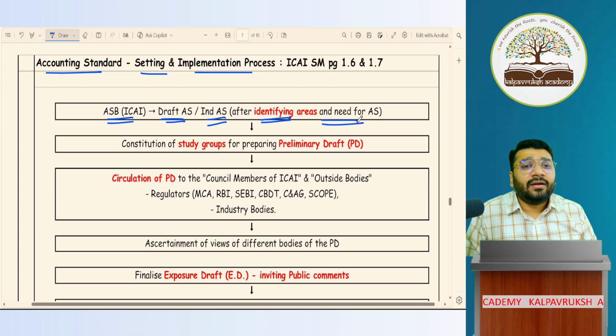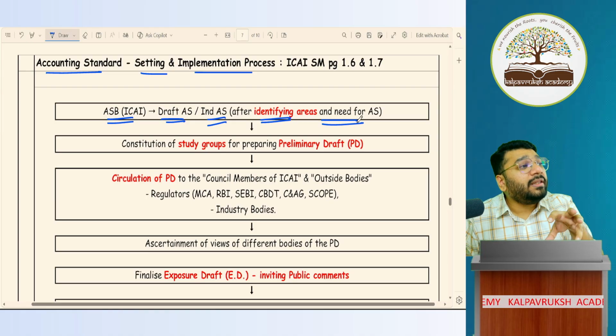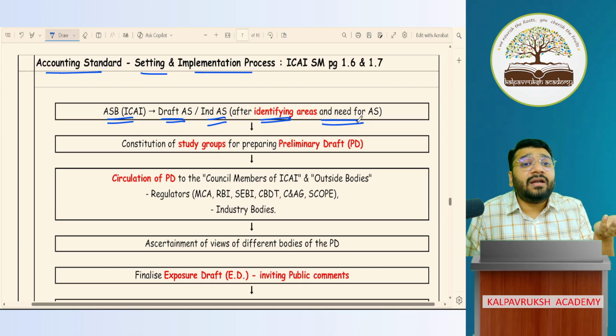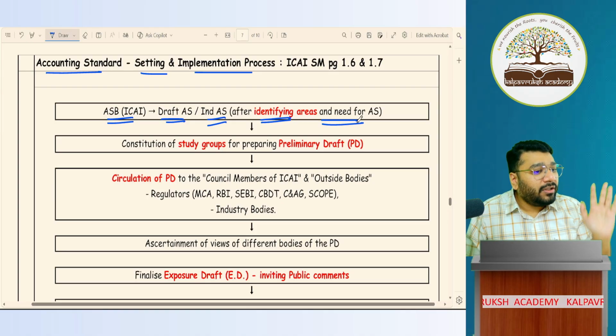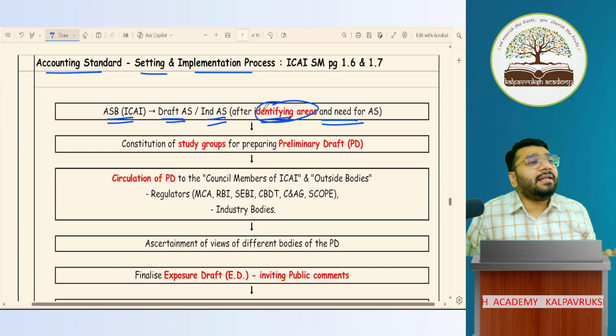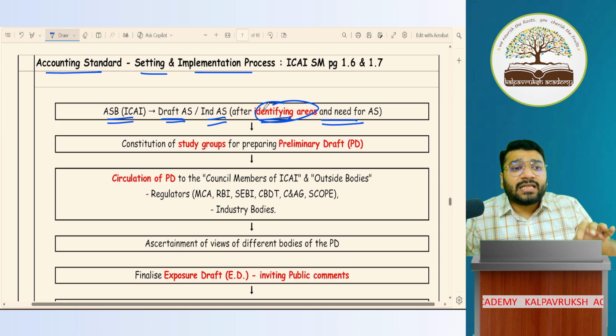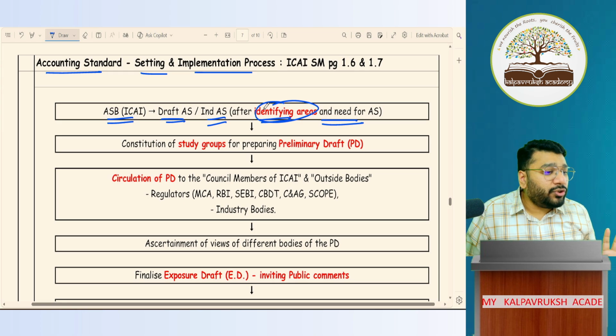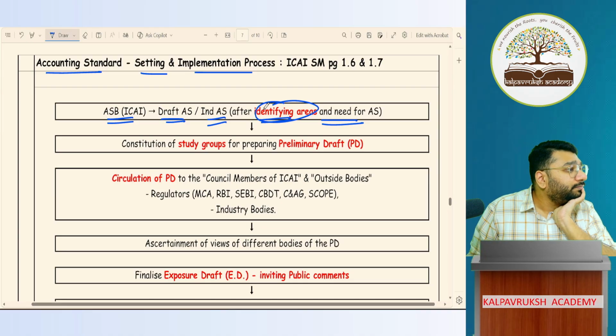So they try to identify all the areas where the accounting treatment is not clear, or all the areas where the accounting treatment is not even there. So first they will identify the areas requiring the solution. They'll identify which problem is there, which requires a solution. Then what will they do?